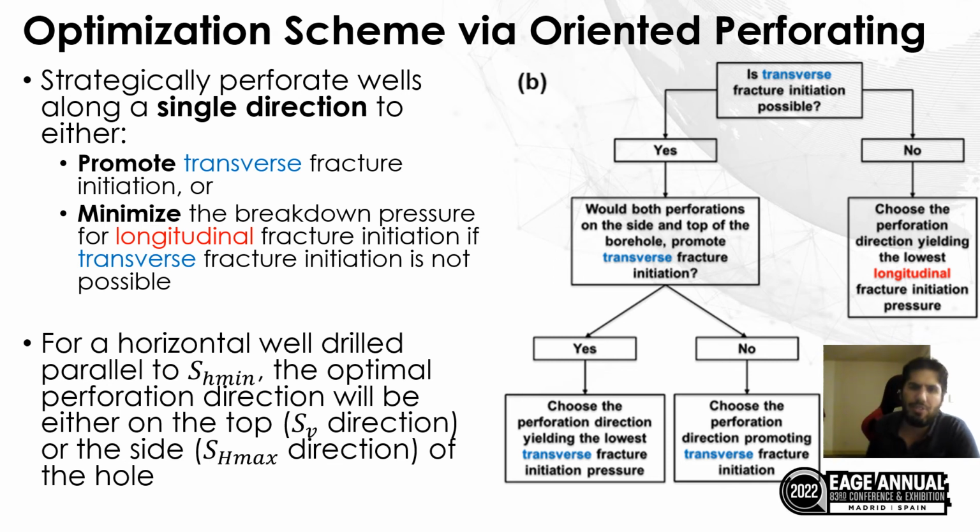Now, for a horizontal well drilled parallel to SH min, the two perforation directions that you will consider are the extremes, that is, top of the wellbore and side of the wellbore, like parallel to SV or parallel to SH max. That would be the two extremes. Anything else would be in between.